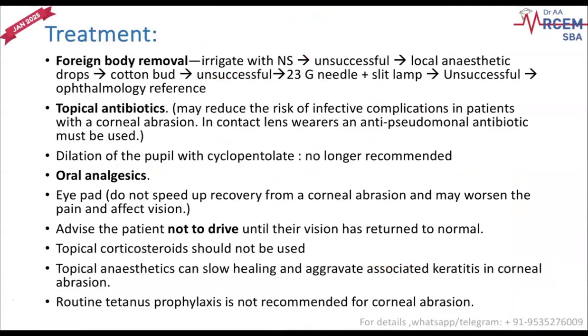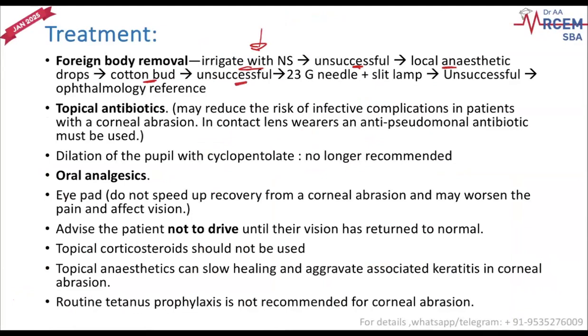How to remove the foreign body now? Just irrigate with normal saline. You can ask them to wash their eyes with normal tap water also, or you can irrigate them with normal saline. If unsuccessful, then you can use a cotton bud and try to remove it. Before using a cotton bud, it is recommended that you use local anesthetic drops. It is not always a must. It is just a recommendation because it will be much more comfortable for the patient and the patient will be more cooperative.